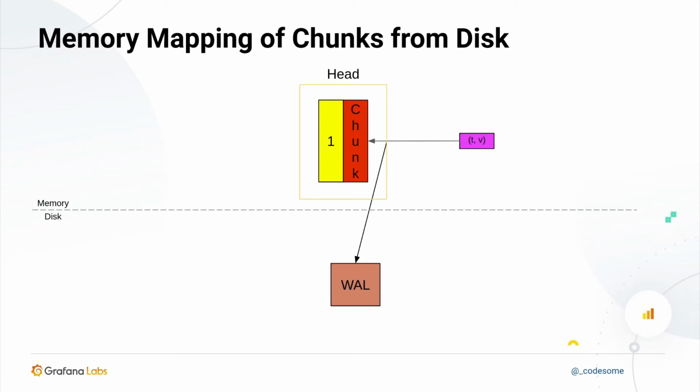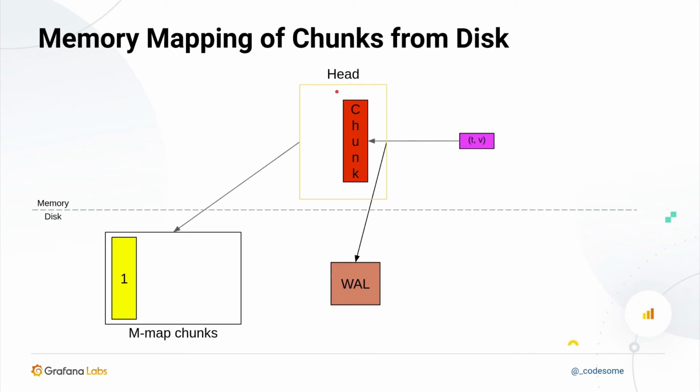Memory mapping is a feature given by the OS where you need not load the entire file into the memory if you want to access it. You can just say I want to access this part of the file, and the OS will take care of loading just that part of the file into the memory, which is great. It removes a lot of complexity from the code. So similarly, because we memory map chunks from the disk for the blocks, why can't we do it for even the head block? So that's exactly what we do.